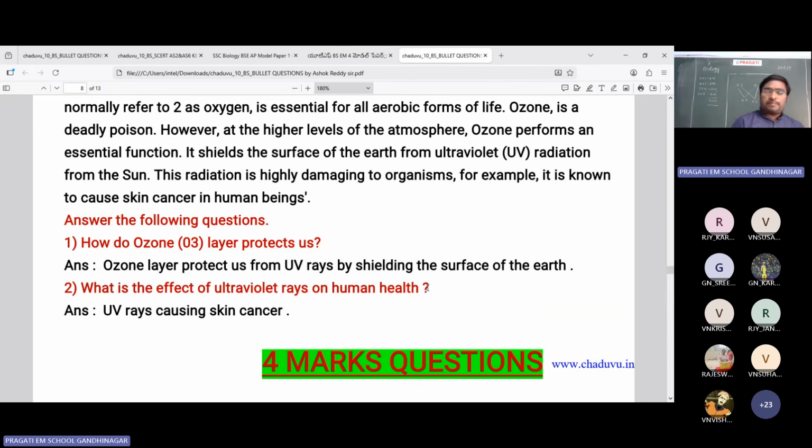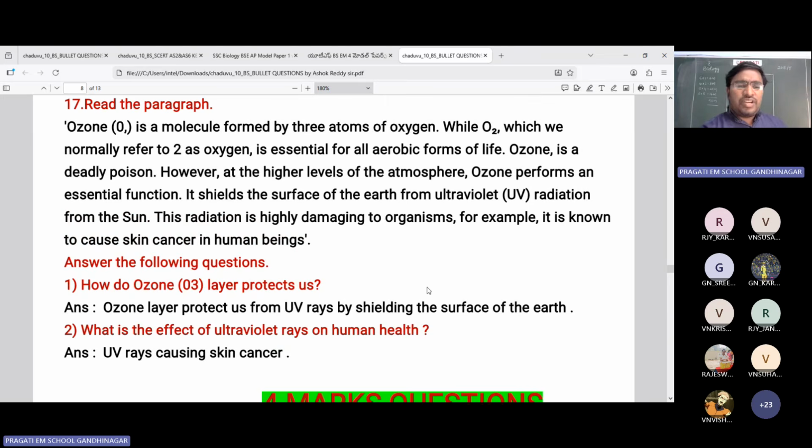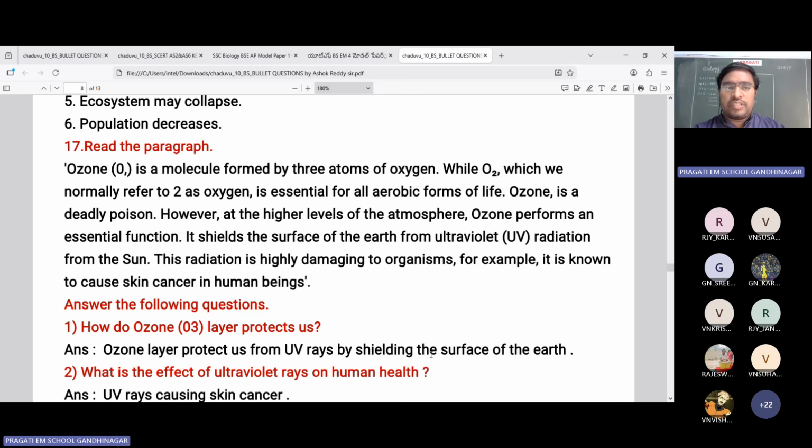So let us see some questions related to this paragraph. How does the ozone layer protect us? How does ozone protect us, children? The ozone layer protects us from UV rays by shielding the surface of the earth. And second question, what is the effect of ultraviolet rays on human health? UV rays cause skin cancers. Okay, children. So these are important 1 mark and 2 mark questions in this PDF.